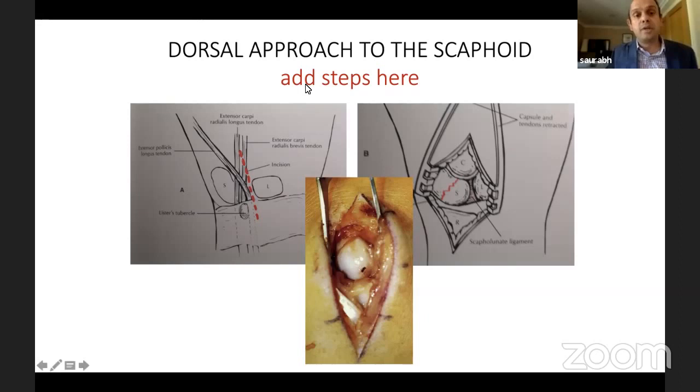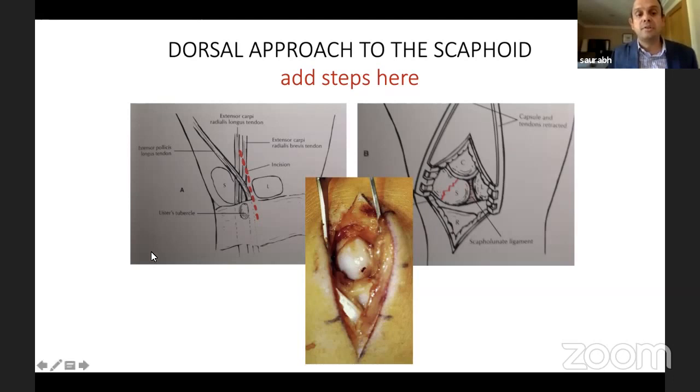Now, the dorsal approach again, after all your clean, drape, consent, everything is done, if you see that's Lister's and you can palpate in your own wrist, exactly a centimeter distal to Lister's is your radiocarpal joint. That's where you aspirate for your septic wrist. And that's where your proximal pole of scaphoid is, exactly a centimeter distal to your Lister's.